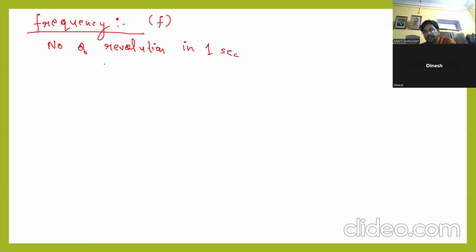Let us suppose in 2 pi radian, one rotation means 2 pi, the particle travels how many revolutions? 1. Then my question is, how much is the frequency? That is 1. How many revolutions in 2 pi second? 1.